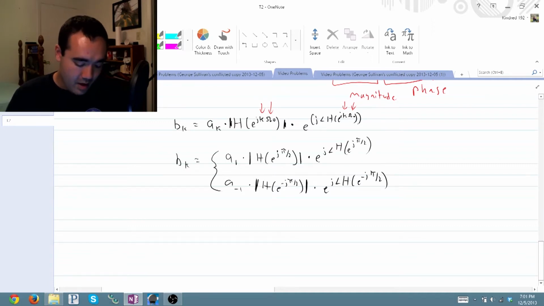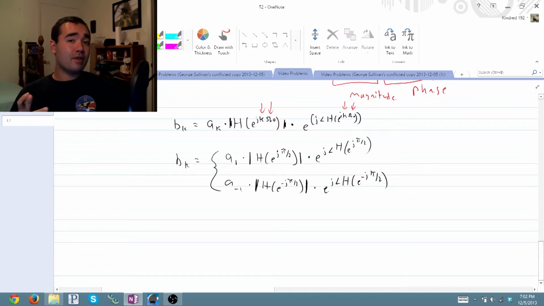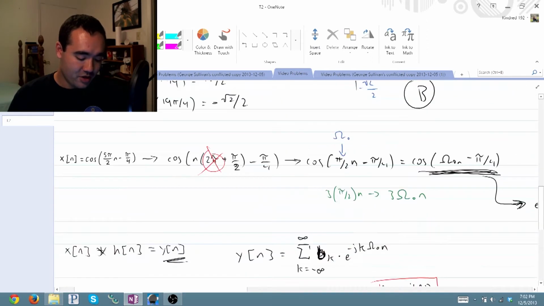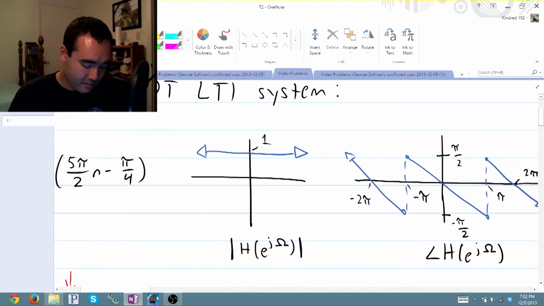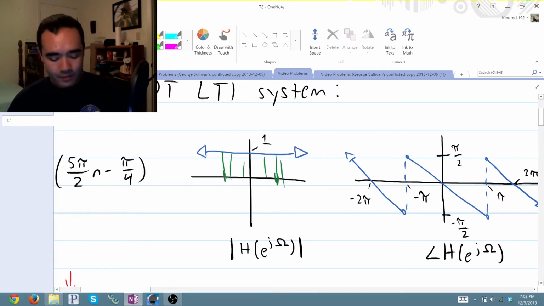Because we have graphs of our magnitude and phase responses for our H function, we can just go up to the top of this page and evaluate it graphically. Zooming in, take a look at pi over 2 and negative pi over 2. You can see that no matter where you go on this line, you're going to have a value of 1. So that just equals 1, and we can pretend that guy doesn't exist.